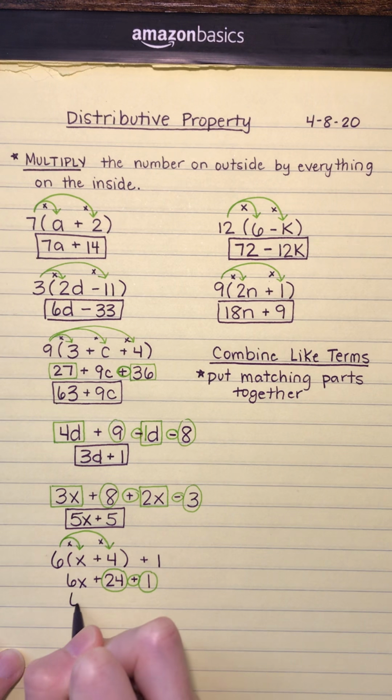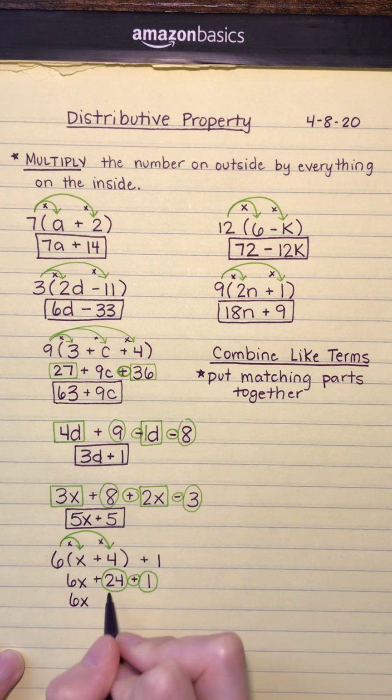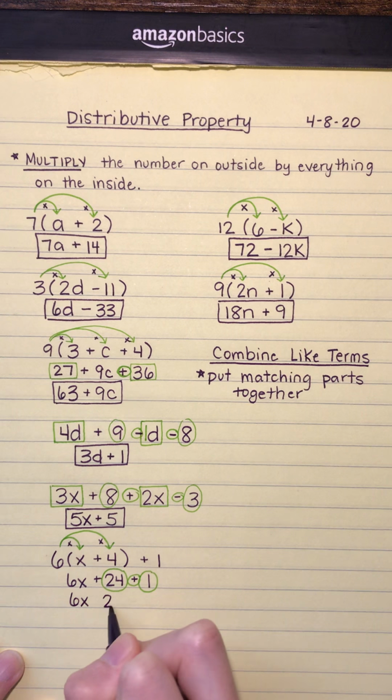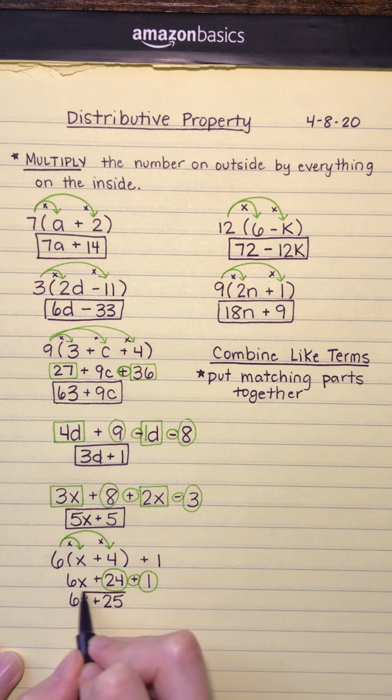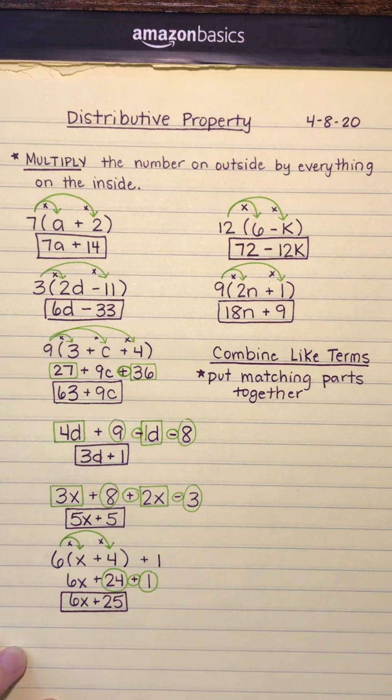So I'm going to keep the 6x the same. 24 plus 1 makes 25. And that addition sign right there is going to go in between. Now this would be my final answer because I have an x in this part. I don't have an x in this part, so there's nothing else I can do.